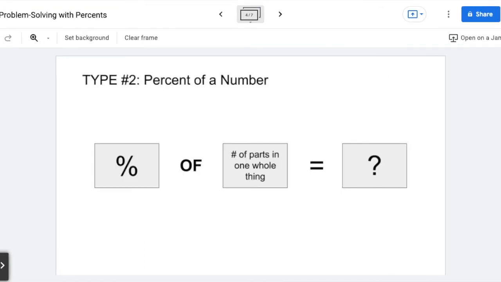So now let's look at the second type of word problem we might see. In this type of problem, you have to calculate the percent of a number. So you're given a percentage, you're given the number of parts in one whole thing, and you need to find the number of parts that we're actually counting in this problem. Now, this will make much more sense if we look at an actual example.